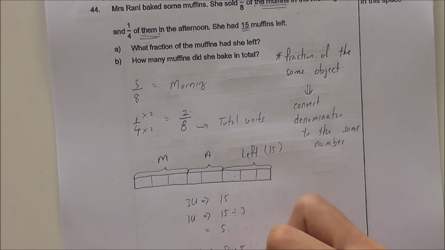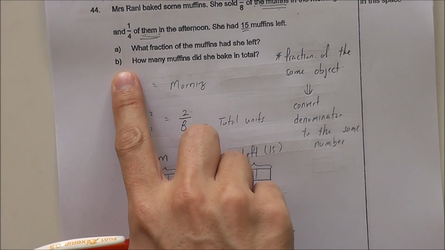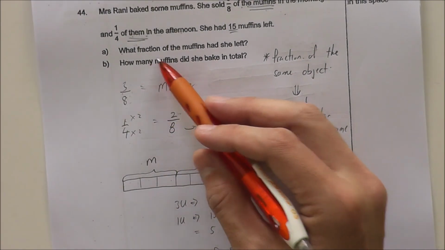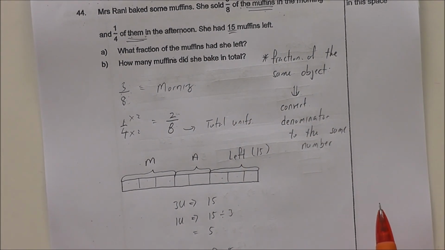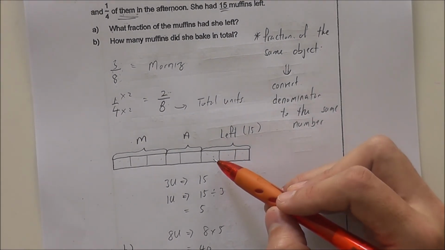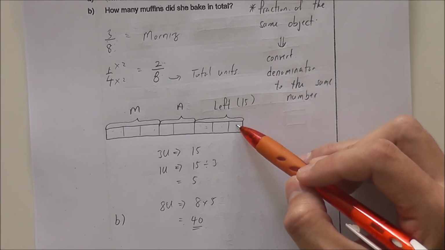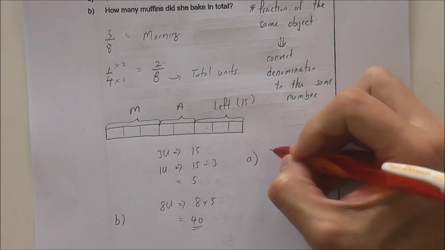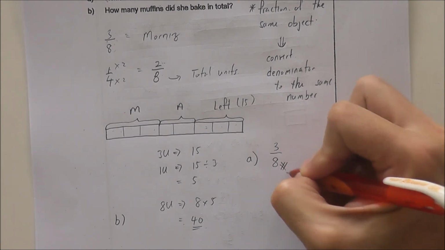That will be 40. Okay guys, I actually skipped A. I found the B answer first. Never mind, let's go back to A. So what fraction of the muffin has she left? Guys, can you see that she's left with 3 units? Okay, she is left with 1, 2, 3. 3 units out of how many? 8. So the A answer, what fraction does she have left, is 3 over 8. That's it.